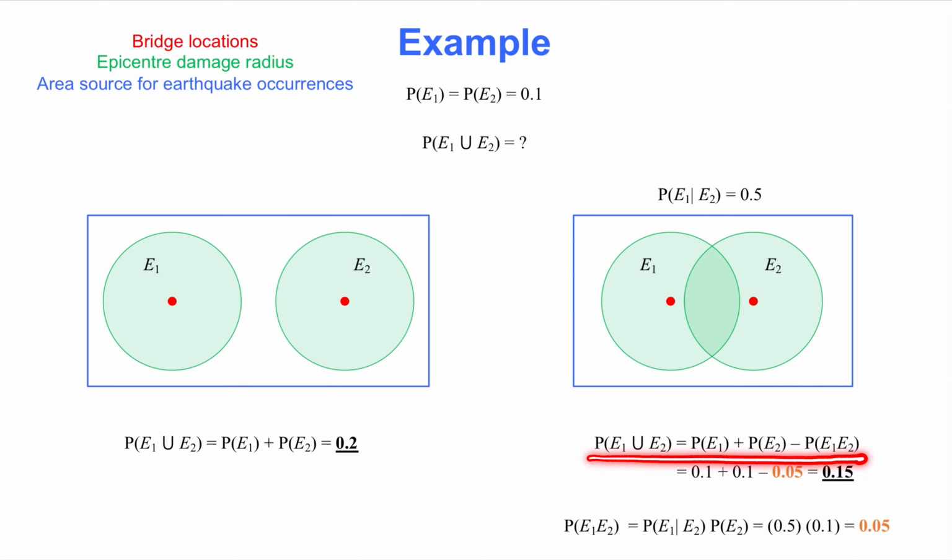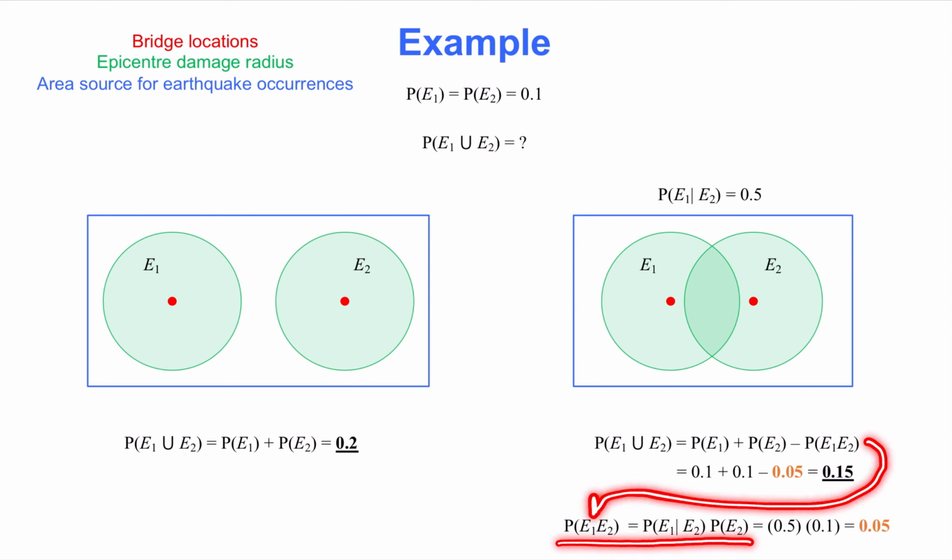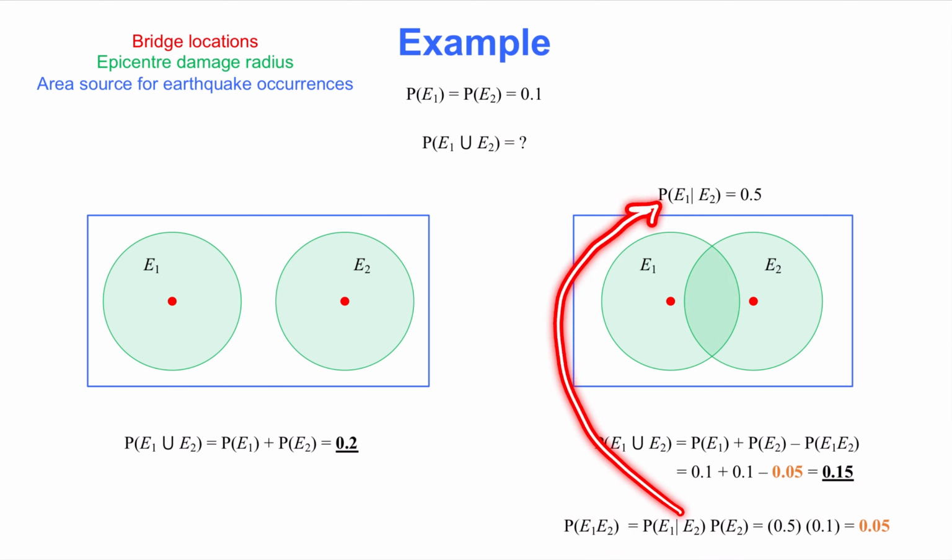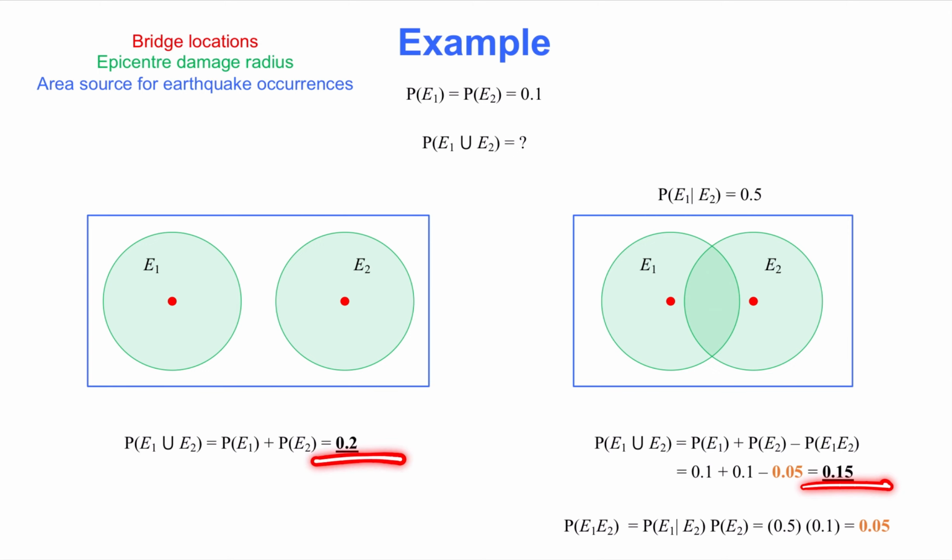The union rule requires the intersection probability of E1 and E2. That probability is not given. However, we can use the multiplication rule to determine it because we have the conditional probability of E1 given E2. That is done here at the bottom of the slide, showing a 5% chance that both bridges will get damaged simultaneously. Substitution of that value, shown in orange, into the union rule, gives a 15% chance that Bridge 1 or Bridge 2 will get damaged. Following up on a previous comment, we can say that the series system failure probability will go down with the amount of overlap between the individual failure events.